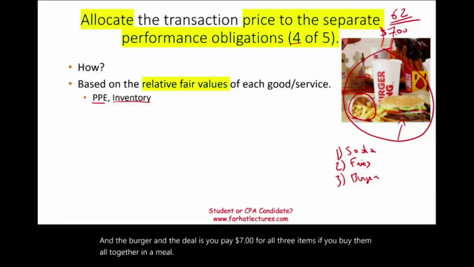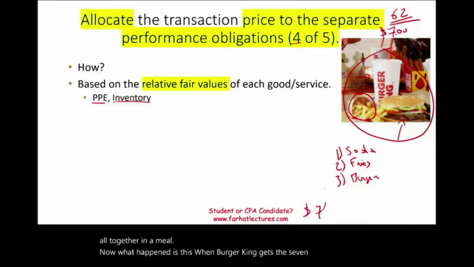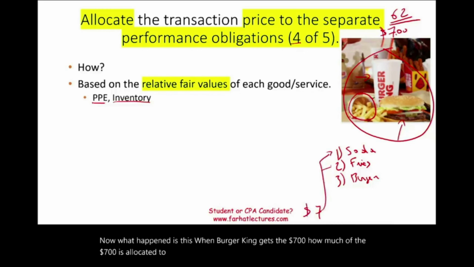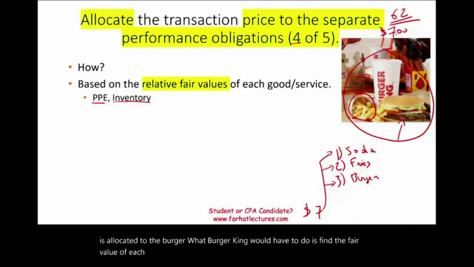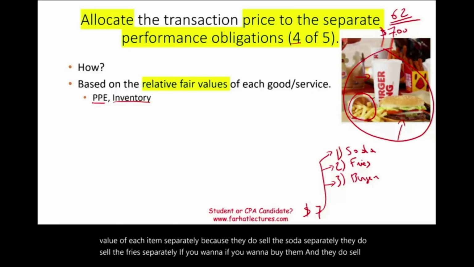Now, what happened is this. When Burger King gets the $7, how much of the $7 is allocated to the soda, how much is allocated to the fries, and how much is allocated to the burger? What Burger King would have to do is find the fair value of each item separately, because they do sell the soda separately, they do sell the fries separately if you wanna buy them, and they do sell the burger separately.